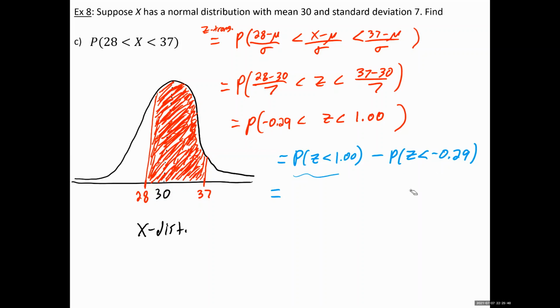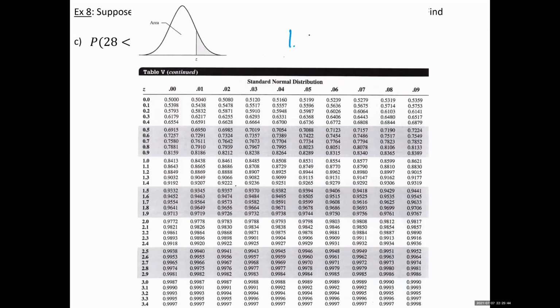Let's start off with the one on the right there, probability z less than 1. Because the number is positive, use the positive side of the z table. We're looking for 1.00. Again, you look for 1.0 and the last digit 0 over here. And the number is 0.8413 for that.